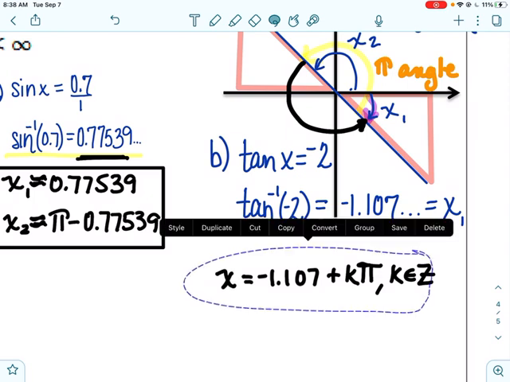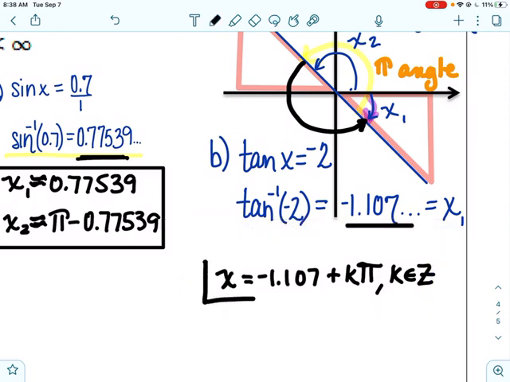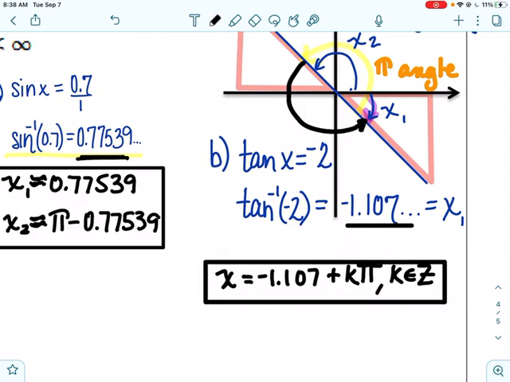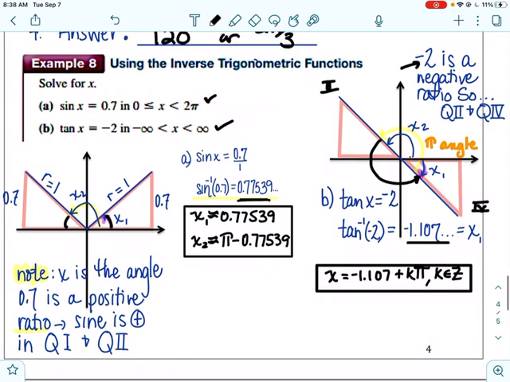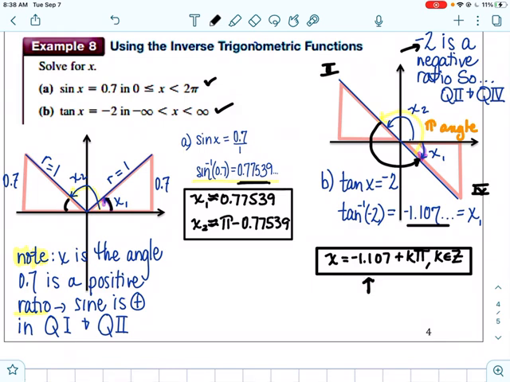If you notice, we were on a different kind of setup here. The first one, we had an interval from 0 to 2 pi, so those are my only two answers. But for this one, we go from negative infinity to infinity, so we have an infinite set of answers. It's just going to keep on going. Every time I add pi, I'm going to be back at the other angle, from quadrant 4 to quadrant 2, from 2 to 4, to 2 to 4, and it just keeps going around. So we write our answer like this because your answers can vary. So that's example 8.